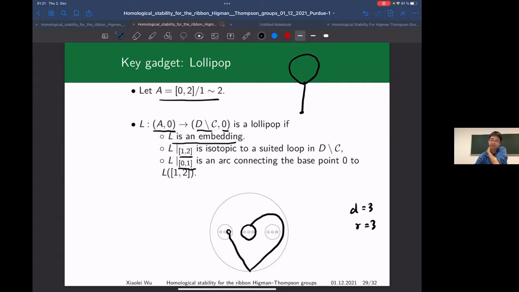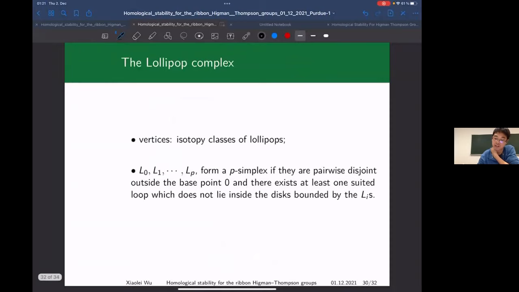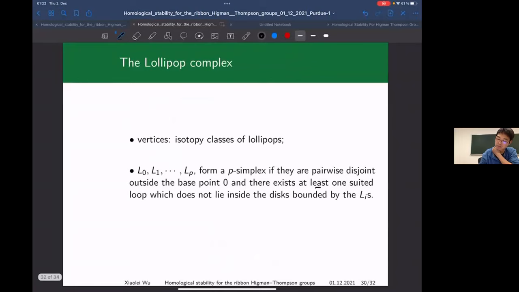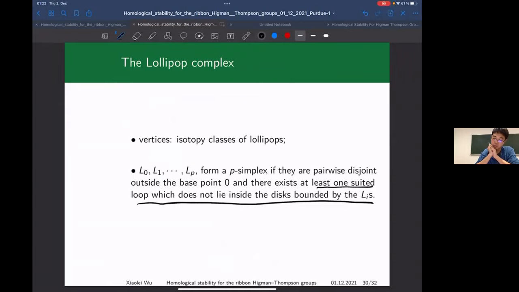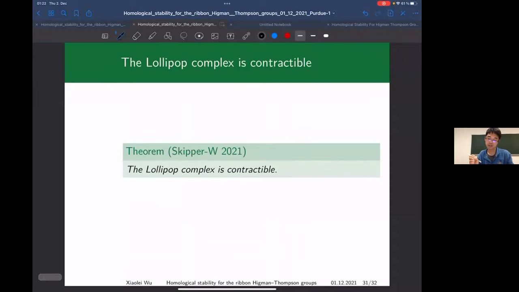And then the complex is also very easy to define. The vertices are just isotopy classes of lollipops. If you have p plus one of them, and they are pairwise disjoint outside the base point, they will form a p-simplex, except we add one more technical condition: we want at least one suited loop to lie outside the disks bounded by these lollipops. This technical condition makes the dimension of our complex infinite. And with this, we can show that this lollipop complex is contractible.